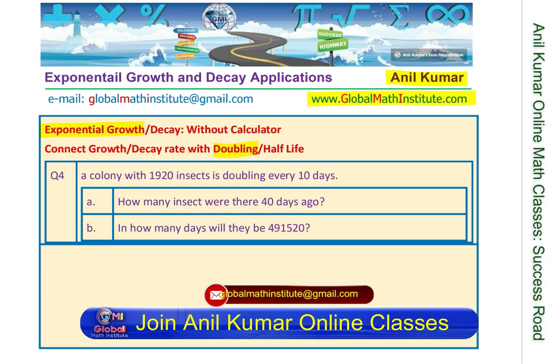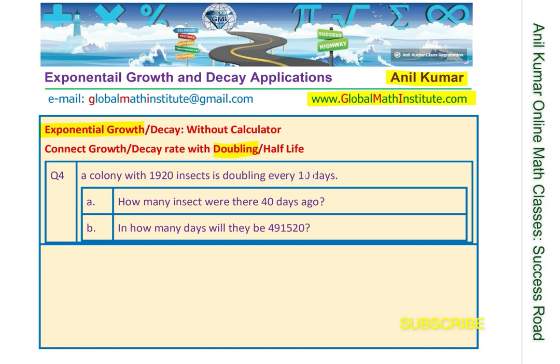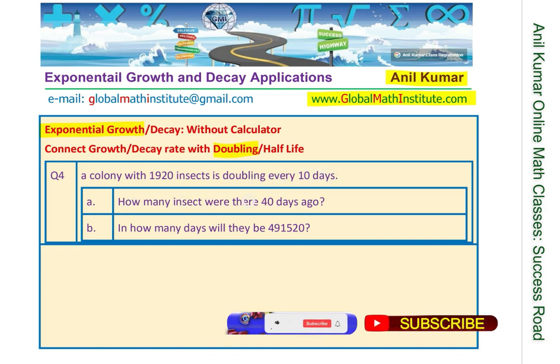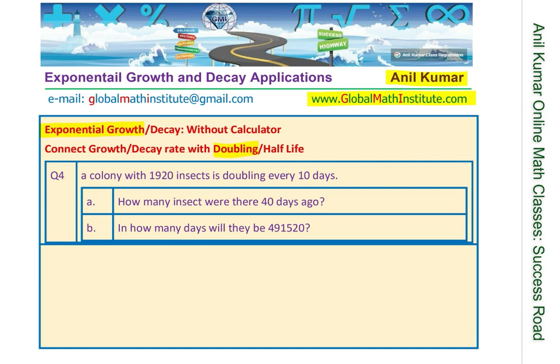The question here is, a colony with 1920 insects is doubling every 10 days. How many insects were there 40 days ago? In how many days will there be 491520 insects? Now, this is very critical. 40 days ago, so that is kind of typical about this. The exponent is negative. I'd like you to pause the video, answer this question, and then look into my suggestions.